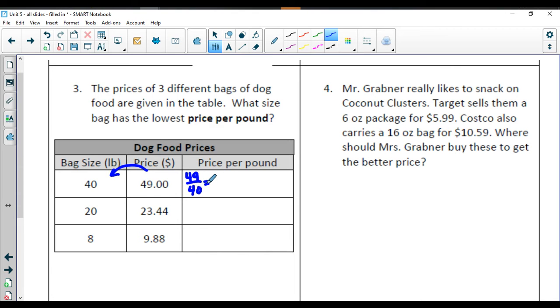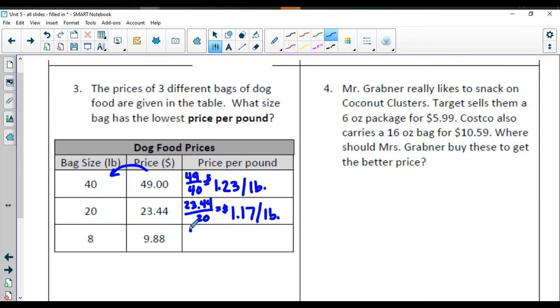And 49 divided by 40 on my calculator, I get 1.225. So 1.2, and then that 2 is actually going to round up due to the fact that there's a 5 after it. So $1.23 per pound. For the next one, we have $23.44. Gets us 20 pounds of dog food. So 23.44 divided by 20 gives me 1.172. So 1.1, the 7 will stay a 7 because that 2 afterward will let me round down. So we get $1.17 per pound.